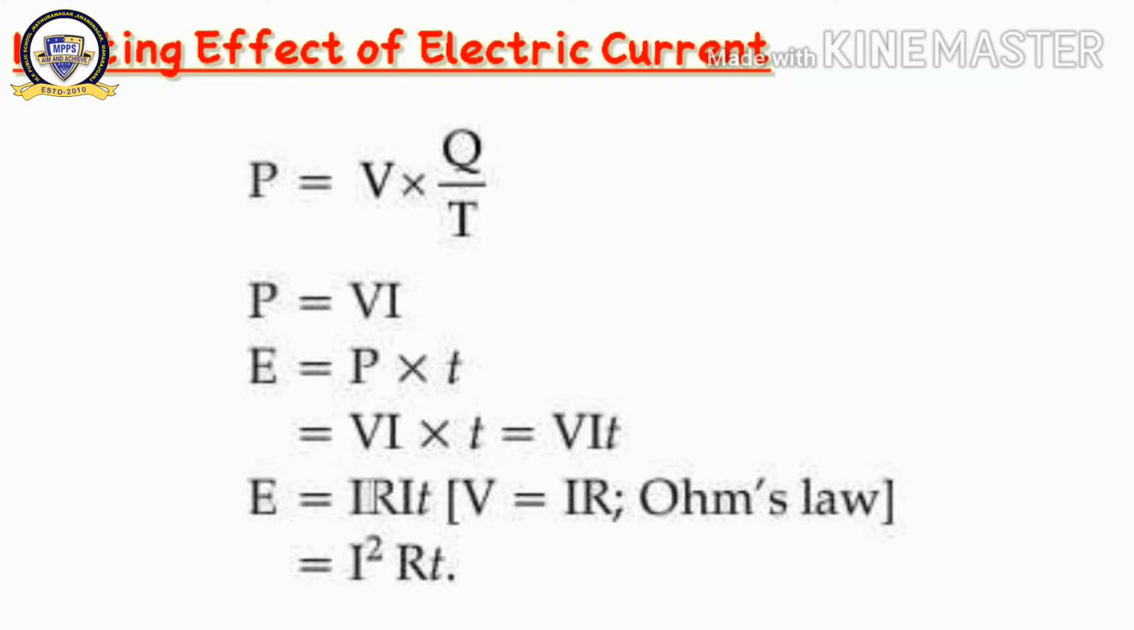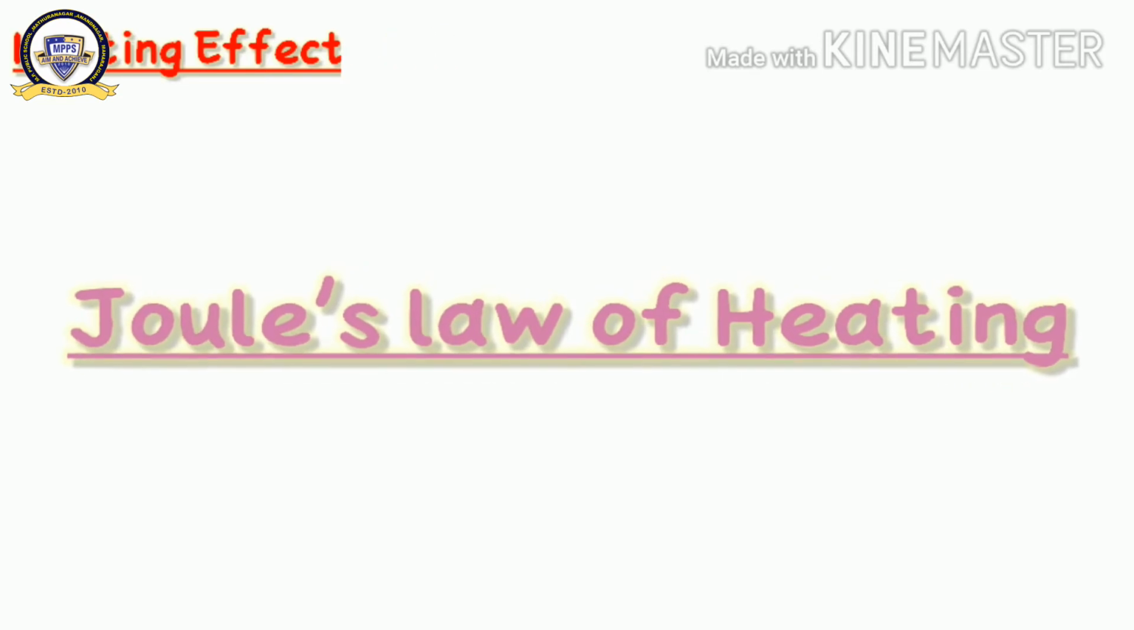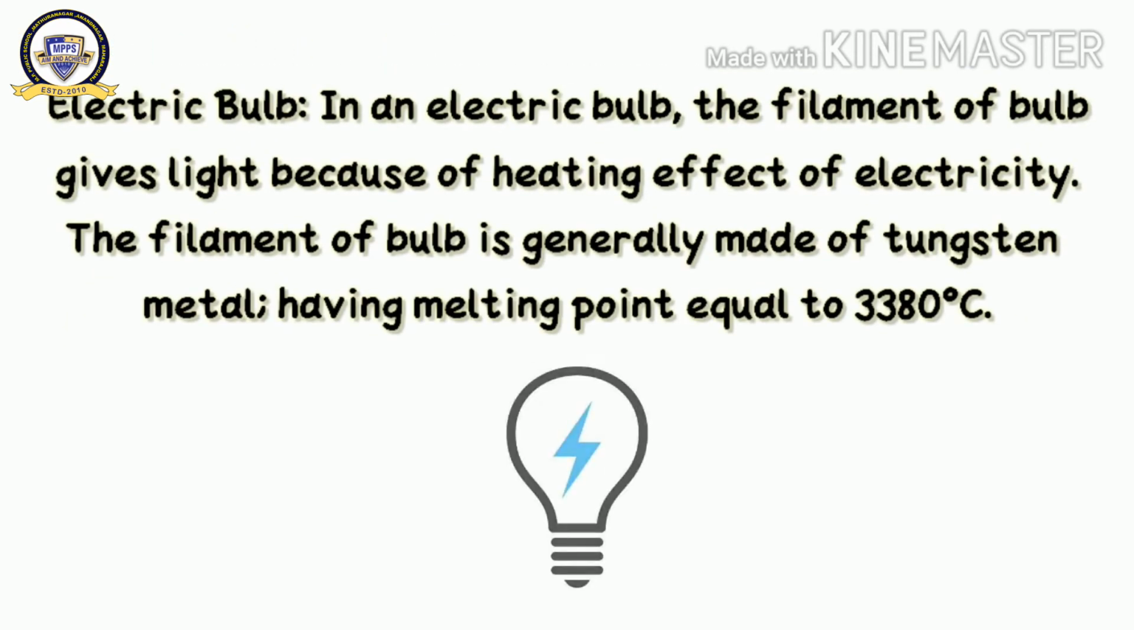Finally, you will have the formula of energy equal to I square RT. It can also be termed in terms of VIT. The heating effect of electric current is also known as Joule's law of heating. Now we are going to deal with applications of heating effect of current, meaning the electrical appliances that we are using in our daily life that work on the heating effect of electric current.